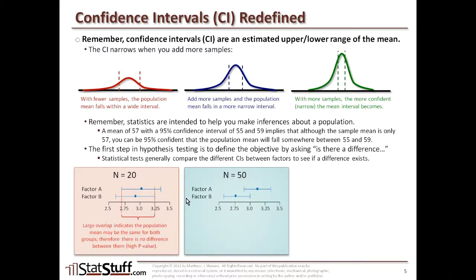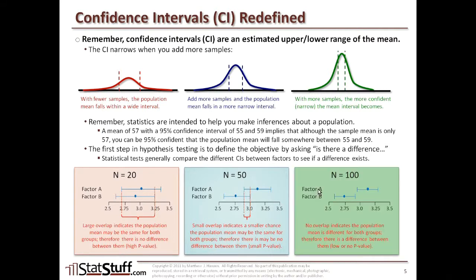The more samples we collect, the more narrow the confidence intervals are going to be. Having more narrow confidence intervals means there's less of an overlap between them. So that means there's a lot less chance that the population mean is going to fall within the same narrow spot between both of these compared factors. And as you continue to collect even more data, then as shown here, there's no overlap. If that becomes the case, then we would say that there is a low or no p-value where we can conclude, yes, there is a statistical difference between these factors after all.